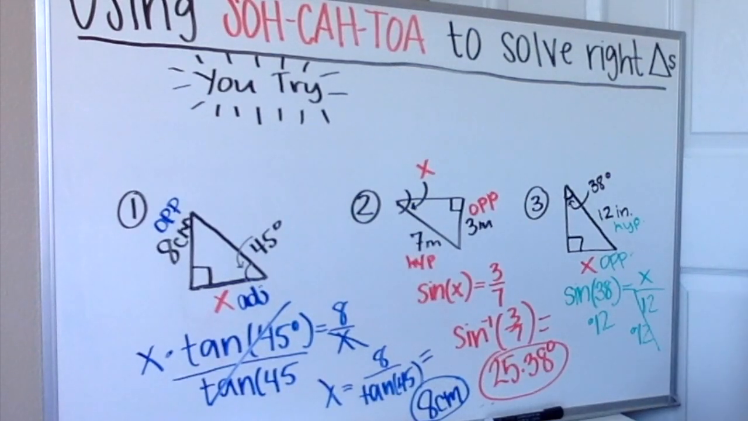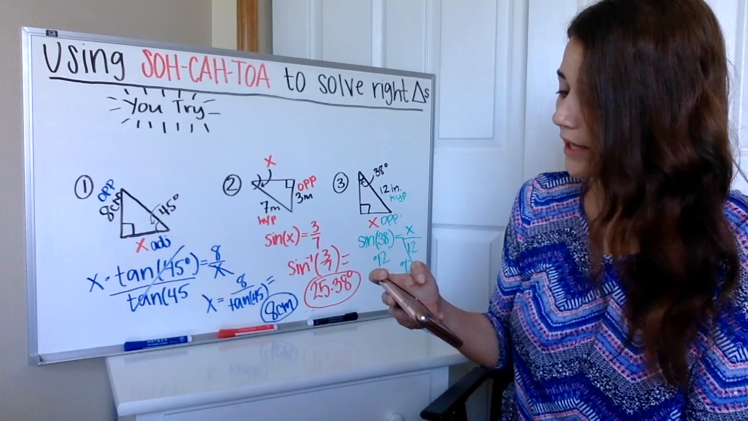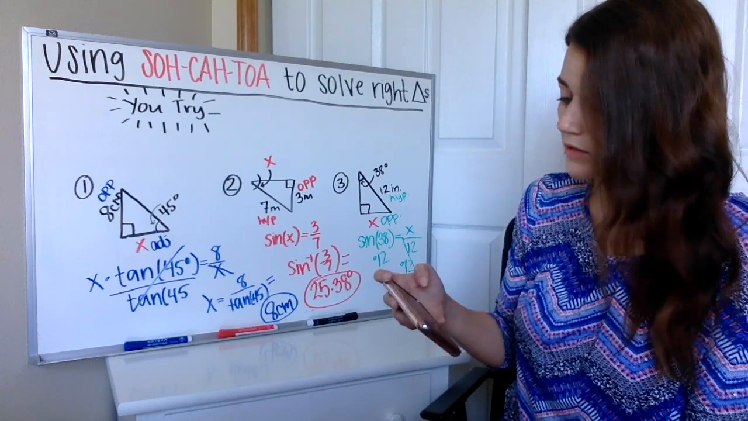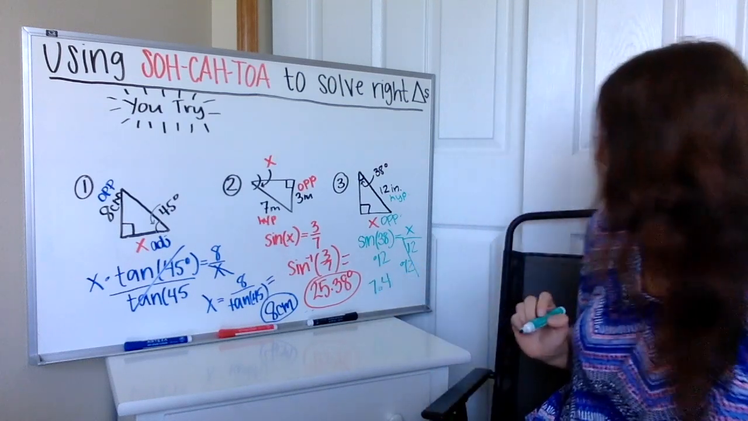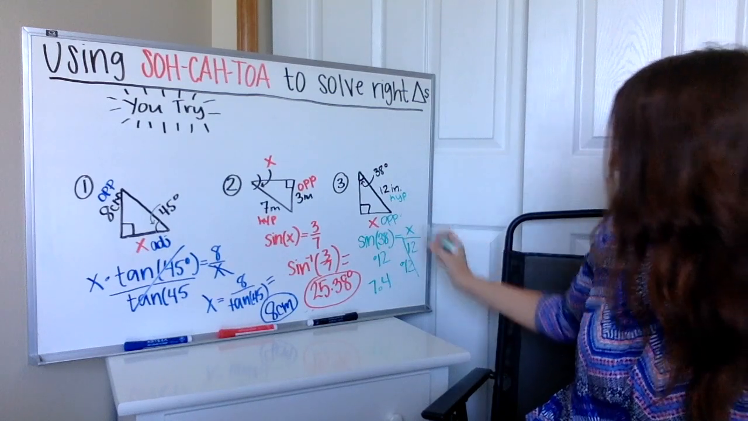If you're using an iPhone, you're going to type in 38. Make sure you're using regular sine, get out of the inverse, times 12. 7.387, so I'm going to just round that to 7.4. And that was a side, so our label this time is inches.